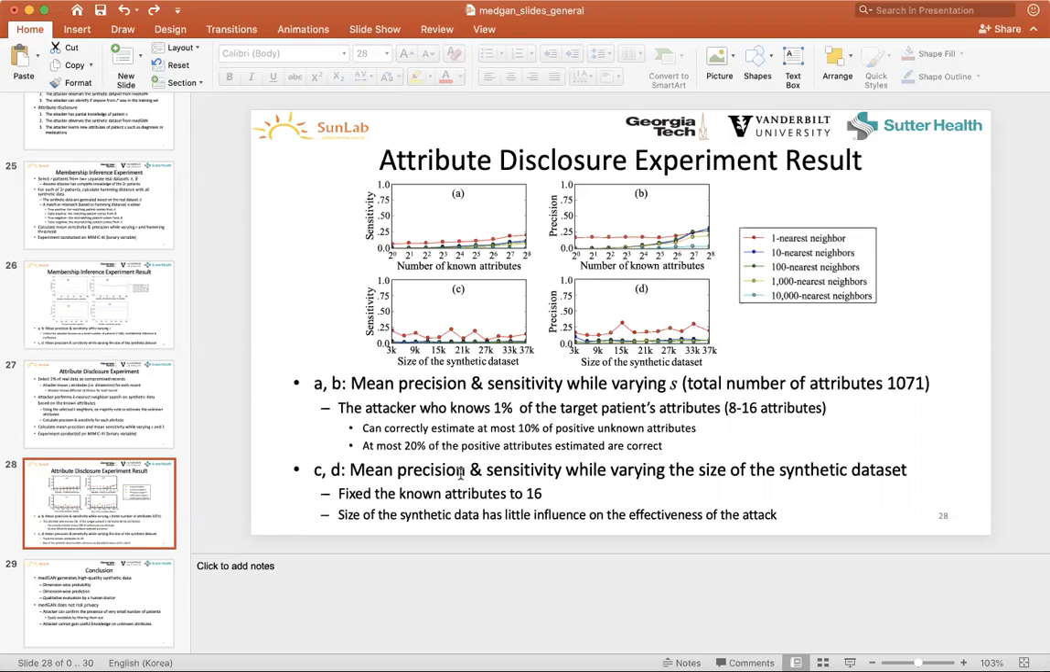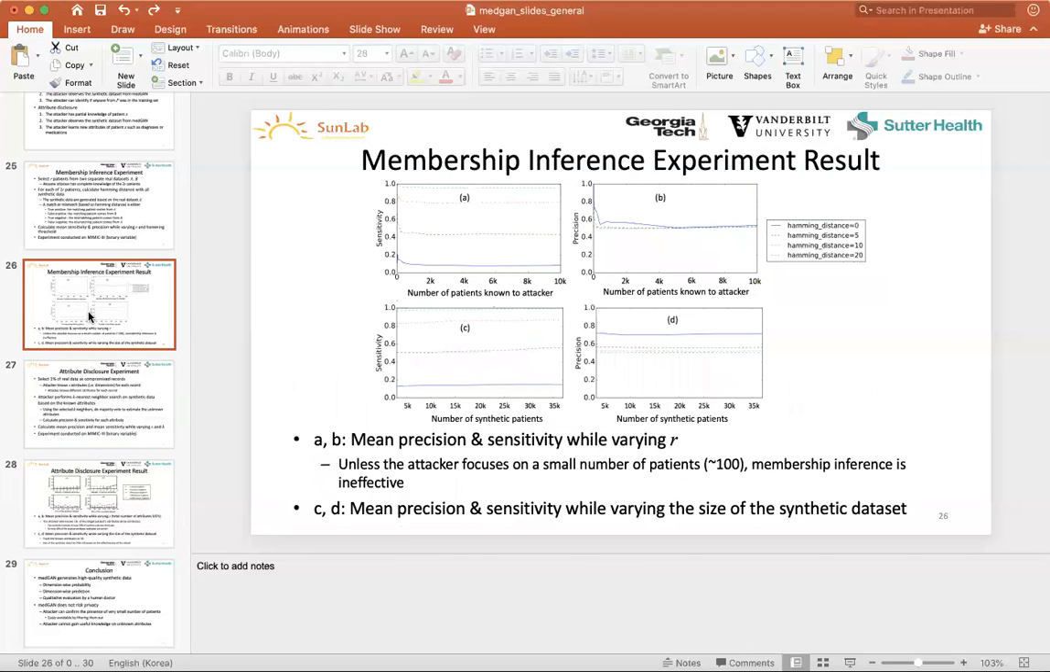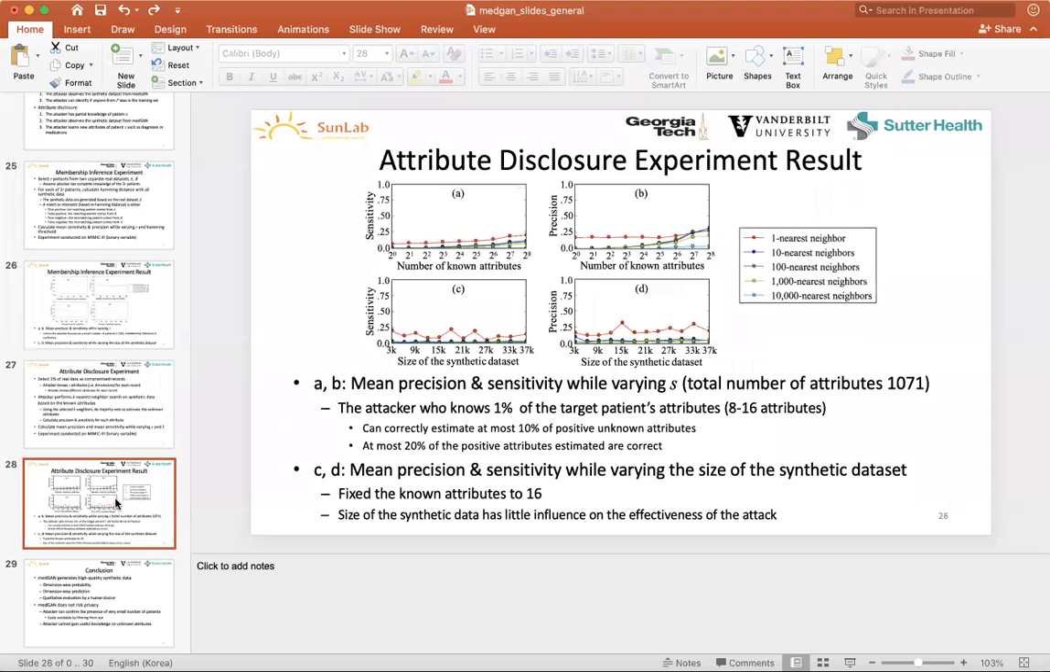Which means that realistically speaking, just by using MedGAN, there's no danger, no risk of membership inference attack. Again, as I said, because MedGAN is not simply copying from the real samples, there's a very low chance of successful membership inference, which is to begin with not a very interesting problem.